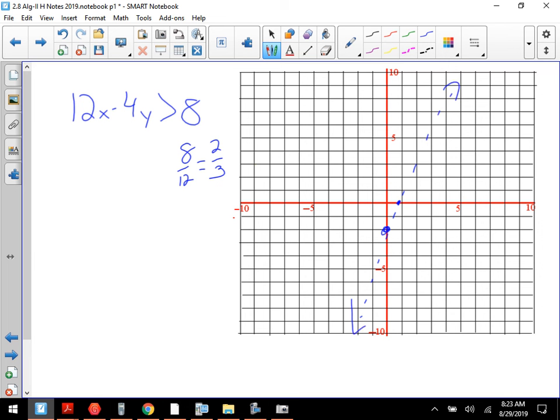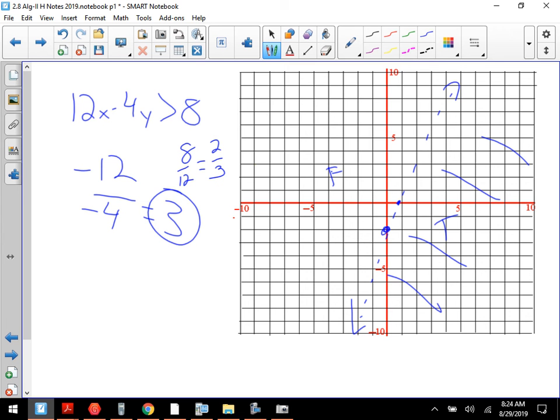Did this graph go through the origin? No. What's 12 times 0? What's 4 times 0? What's 0 minus 0? Is 0 bigger than 8? No, so it's false here, which means it's true here. Yep, and then the last part of this one was slope. The slope then here would have been the opposite of A over B, which is 3.